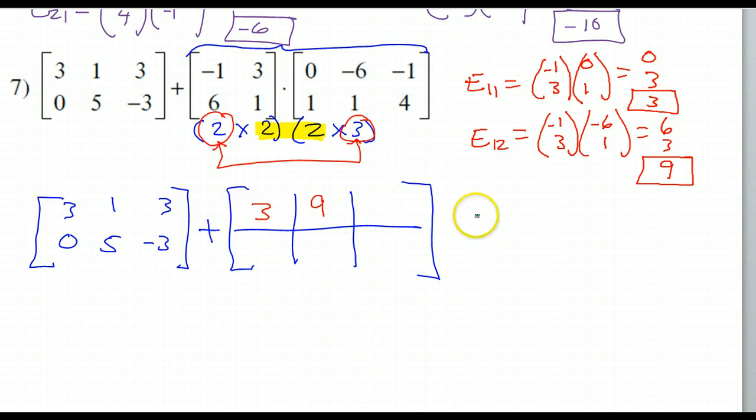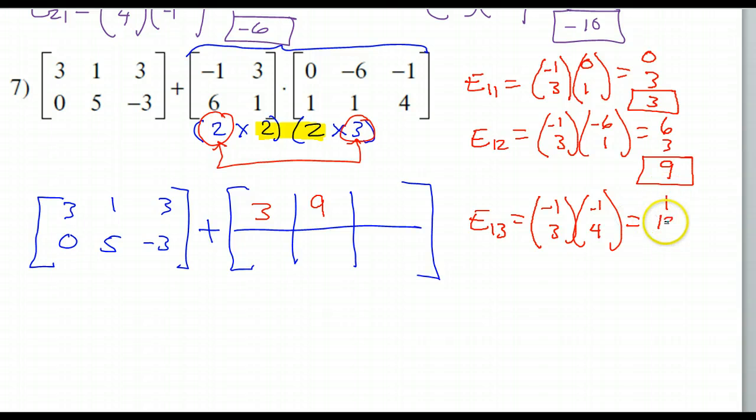Now I'm going to move over to here. This is still row 1, but now I'm in column 3, element 1, 3. So I need the first row times the third column. The first row is still negative 1, 3. Now the third column is negative 1, 4. So that's going to give me 1 and 12, which is 13. Okay, so that is what I have so far.